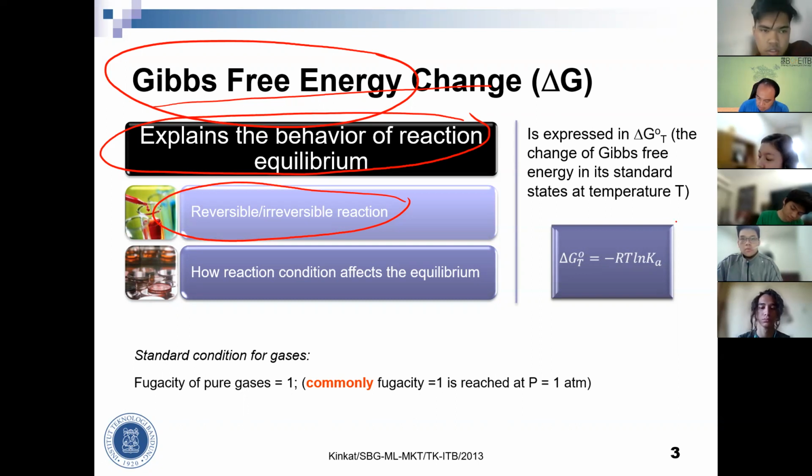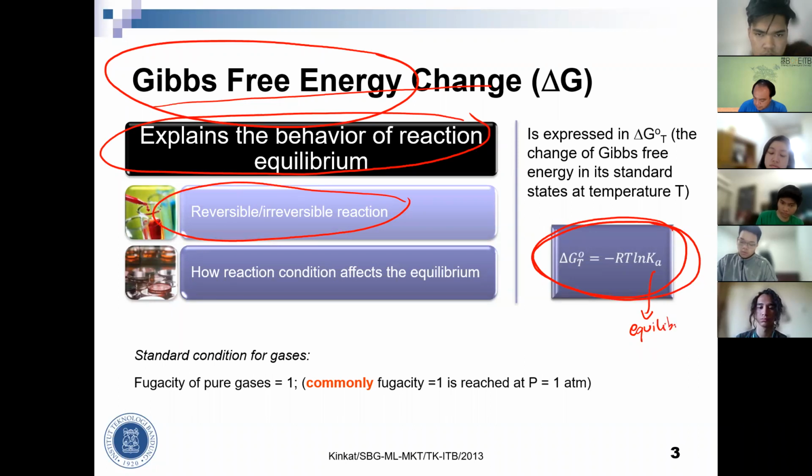Maybe Pak Hardev already mentioned this formula: delta G equals minus RT ln K. From this formula, we can evaluate the equilibrium condition. This is the equilibrium constant, K, obtained by evaluating the Gibbs free energy.